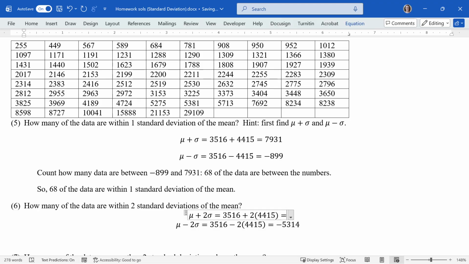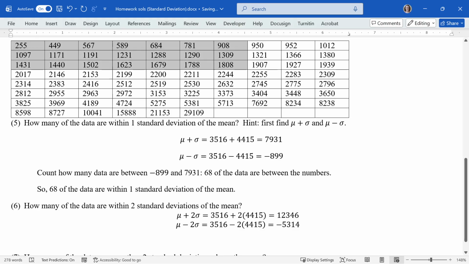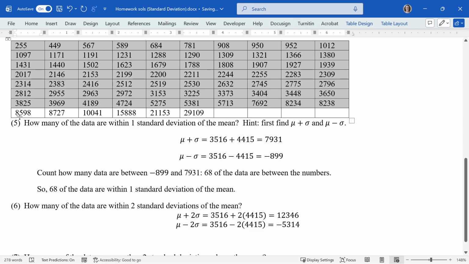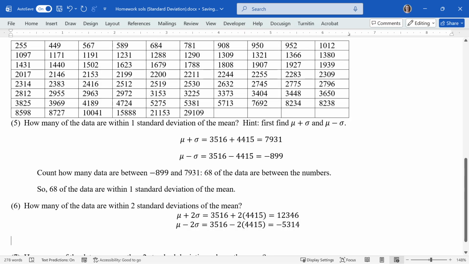Okay, so 35.16 plus 2 times 44.15 is 123.46. Oops, that's not 12. There we go. Okay, so now how many of the colleges and universities are between those two numbers? So it's going to be all of them up until here, I think. So all but 3. So all but 3 is going to be 73 of the data within 2 standard deviations of the mean. By the way, a pretty standard abbreviation for standard deviation is STDDEV, or sometimes people like STDEV.